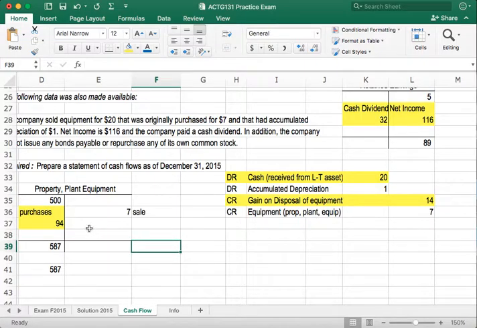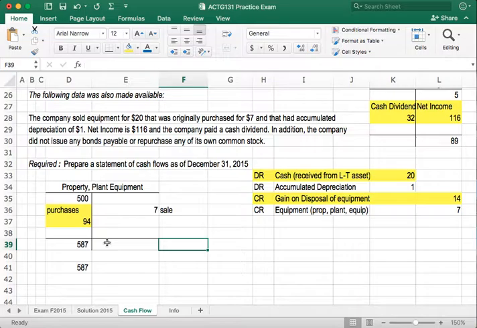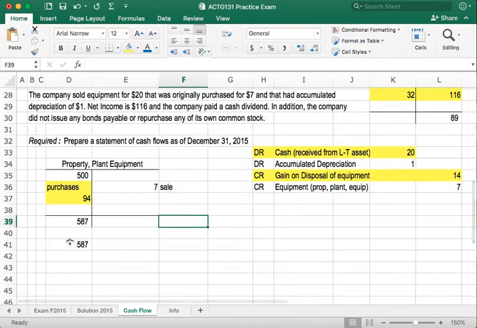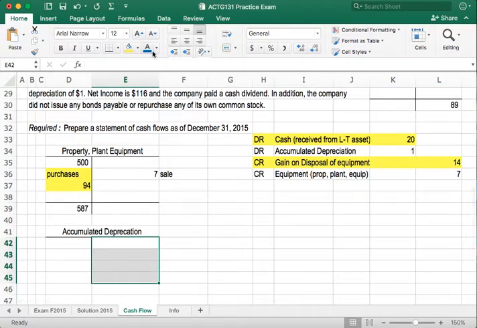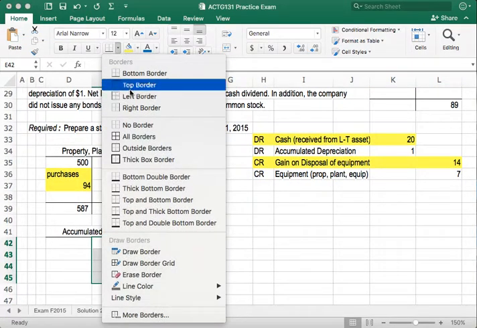Now, as I said earlier, because we have the sale, we need to do 2 T accounts. One for property, plant, and equipment, and the second for accumulated depreciation. So let me quickly prepare a T account for accumulated depreciation. Now you'll notice we're not given depreciation expense, but we will calculate that using this T account.